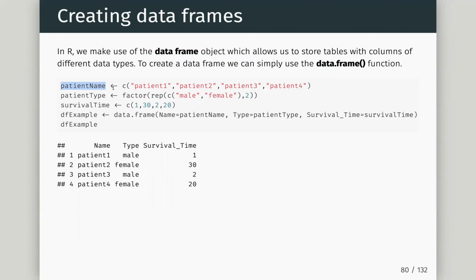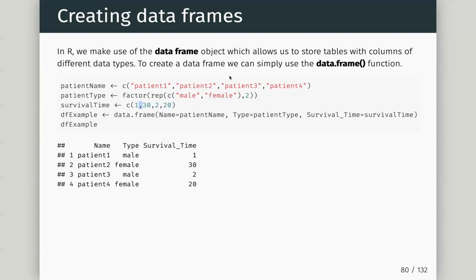So we just need some different data types. First, we take a character vector: I combine my four strings, my patient names, not very personable, patient 1, 2, 3, 4. I'm then going to produce a factor. To produce this factor, I take a vector of male, female, put it into the repeat function rep, and repeat male, female twice. Then I turn that into a factor and call it patient type. And then for survival, I've just got some numeric random survival times: 1, 30, 2, 20.